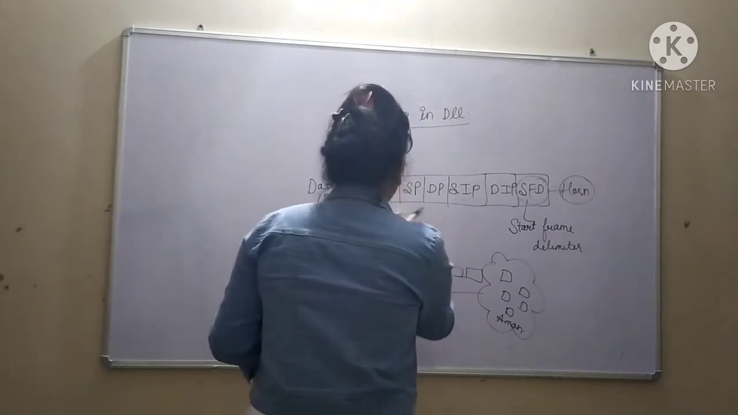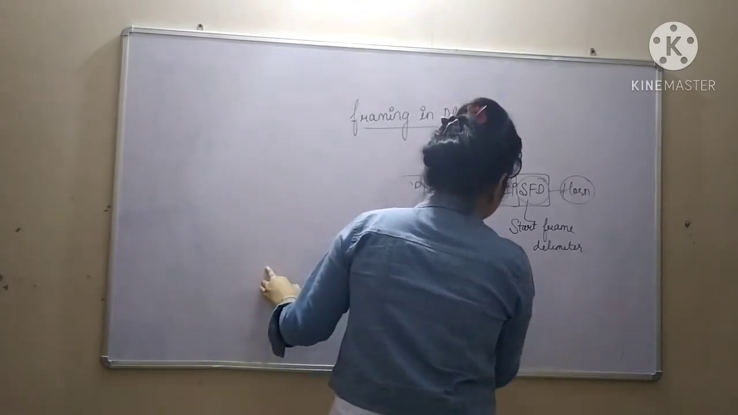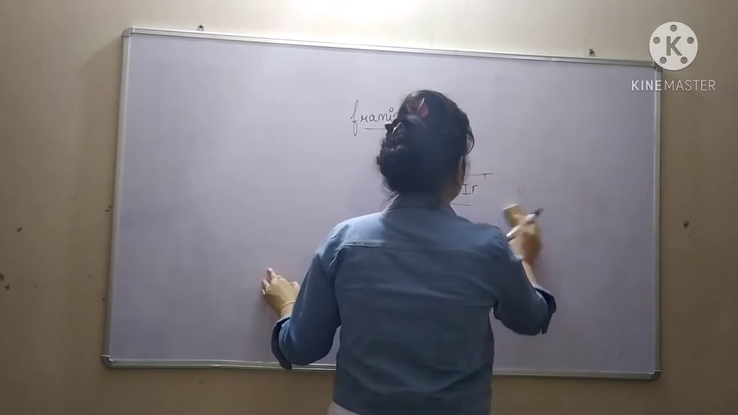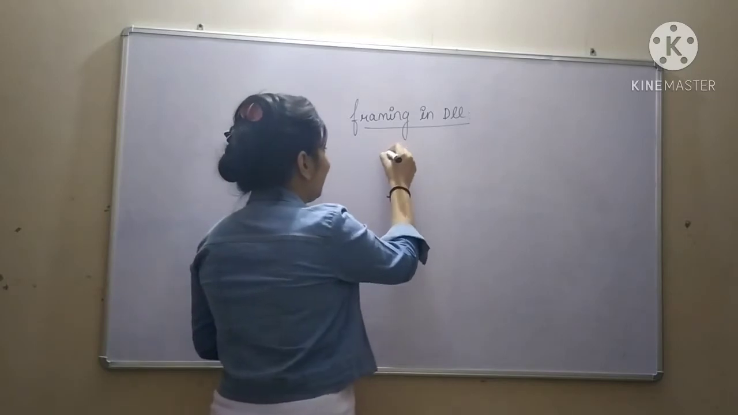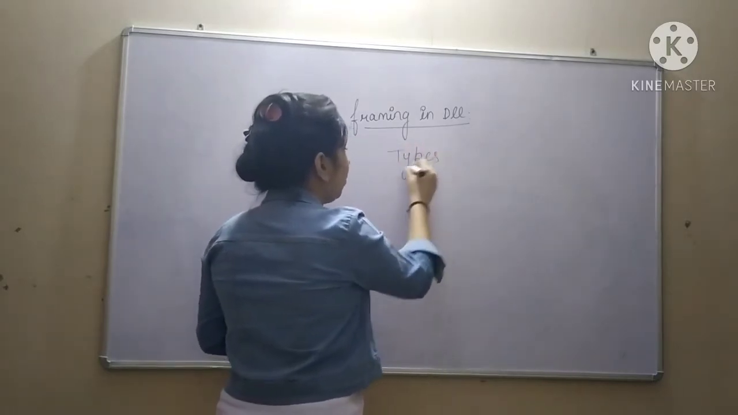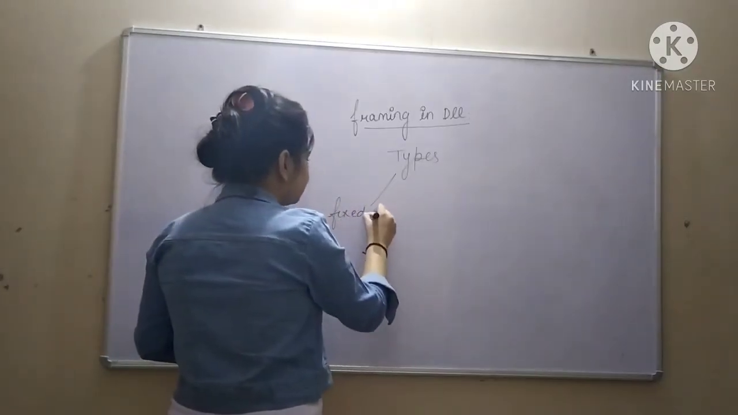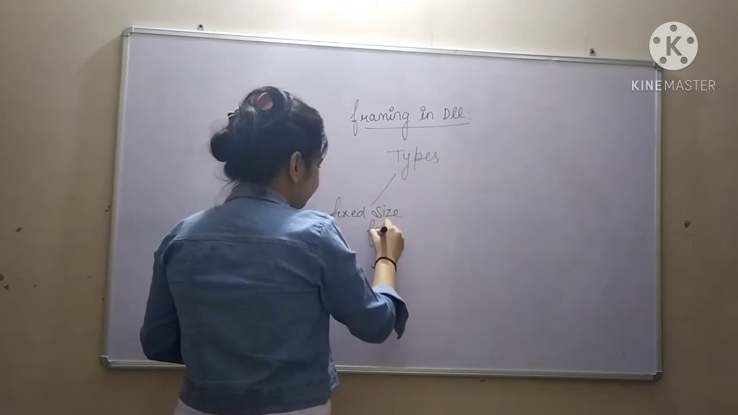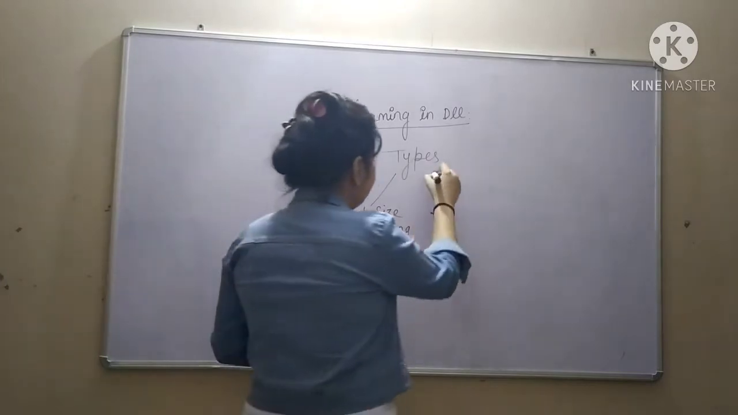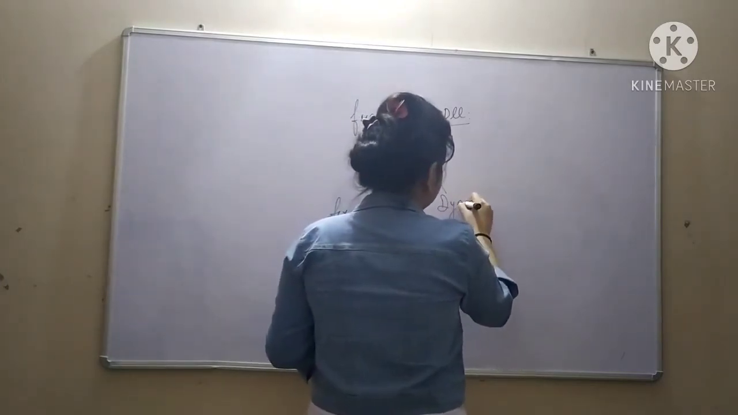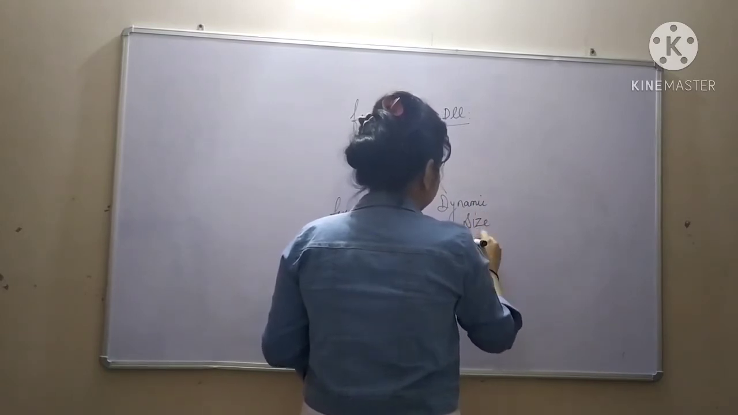Now let me tell you one more thing. We basically have two types of framing. One, we have fixed size framing. And one, we have dynamic size framing.